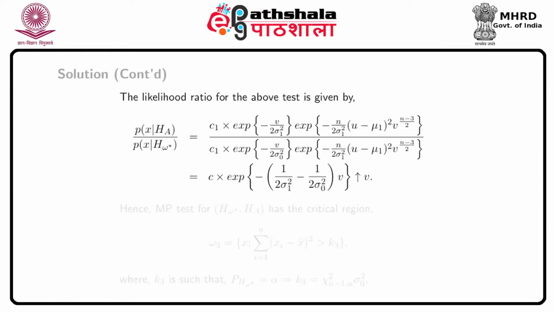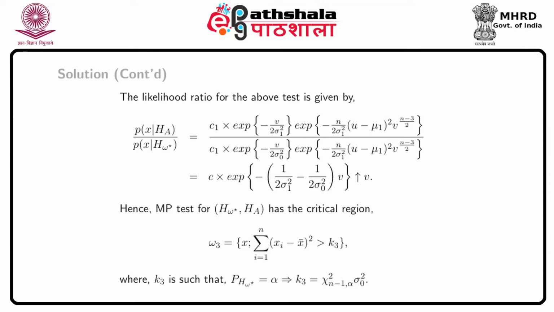The likelihood ratio for the above test is given by Px under HA divided by Px under HW star, which after simplification reduces to some constant multiplied by e to the power minus of 1 by twice sigma 1 square minus 1 by twice sigma naught square into V, which is increasing in V. Hence, the most powerful test for HW star against HA has the critical region W3, which is the set of those x for which summation xi minus x bar whole square is greater than K3, where K3 is such that probability under HW star of W3 is equal to alpha, which implies K3 is equal to sigma naught square multiplied by chi square n minus 1 alpha.